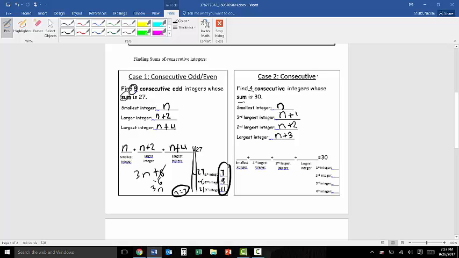So if you don't have the word odd or even, you simply count by ones. And if you do have odd or even, you actually count by twos when you're making your list of integers. So all that's left is to fill in the blanks. So n plus 1, n plus 2, and n plus 3. And then you're just going to solve it like we did in the other problem. So there are 4 n's. 3 and 2 and 1 makes 6. Subtract 6 on both sides.